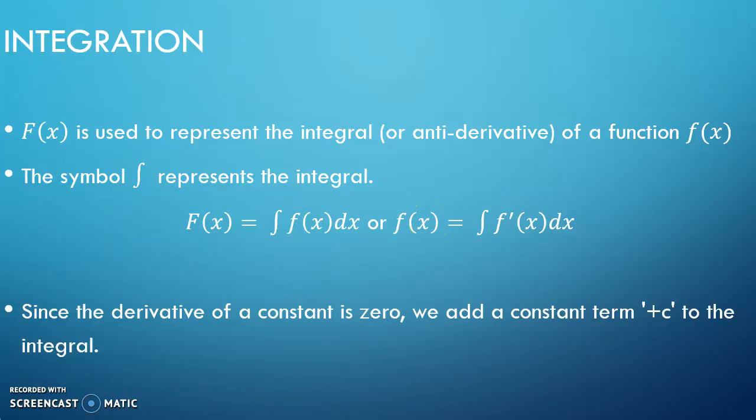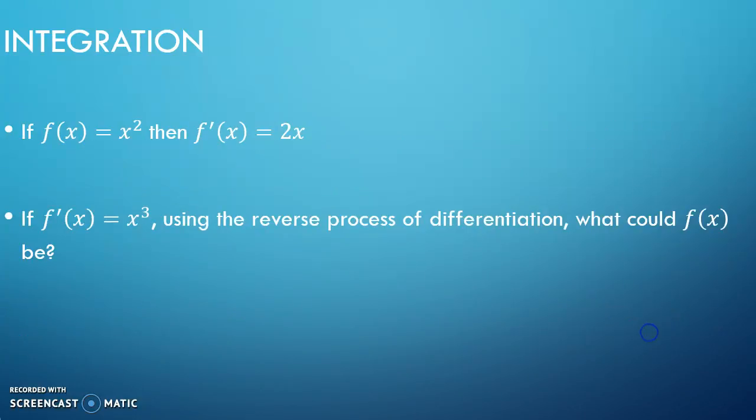Now, since the derivative of a constant is 0, when we're working backwards applying the integration, we need to add a plus c term to represent that constant term in our function. So if we were finding the derivative of x squared plus 3, that would just give us 2x. We drop the 3. When we're working backwards, we've got to take that into account, that there may be a constant term. So, as I just mentioned before, if we have a function x squared, then the derivative of that is 2x.